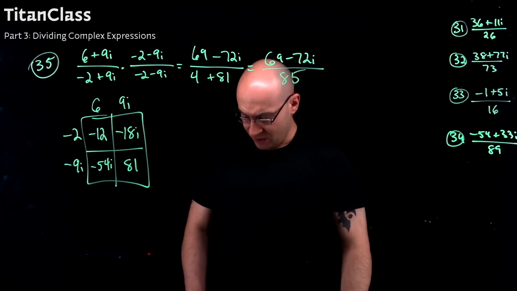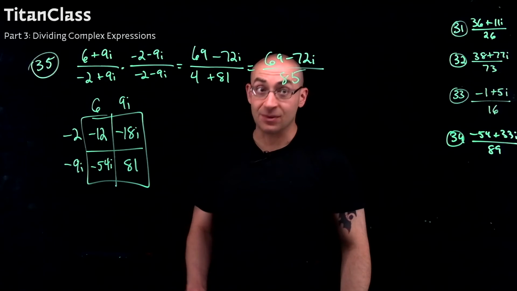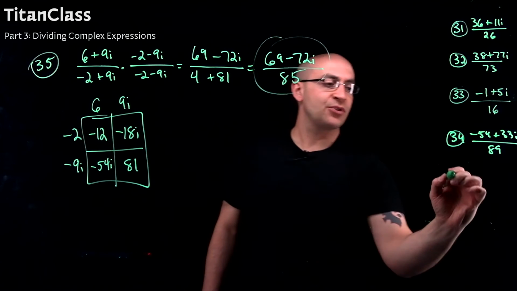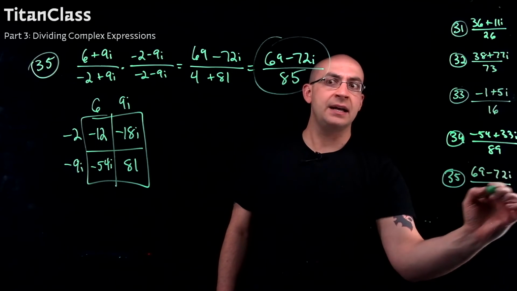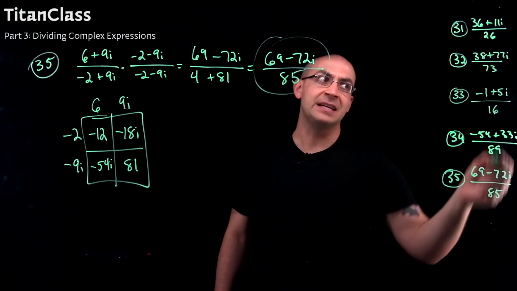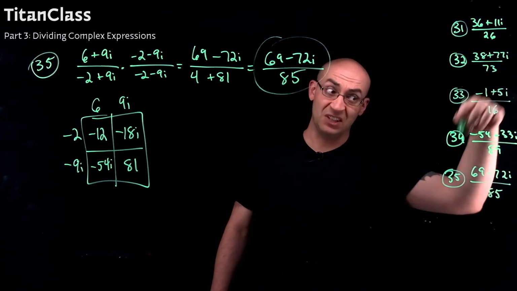85, is there anything in common? Those are really high numbers. That's actually the answer. Okay, so number 35, our final answer for this set: 69 minus 72i over 85. Big, big numbers. You see how we can really go up and down in terms of these numbers.